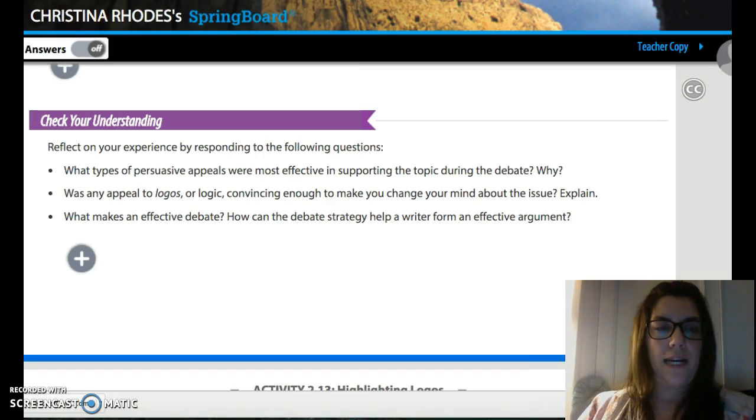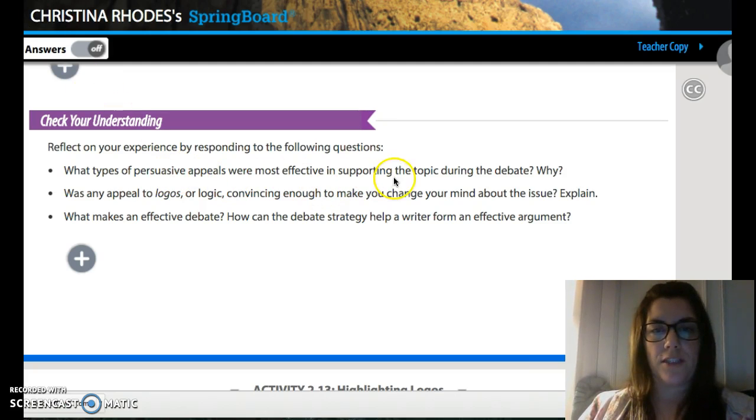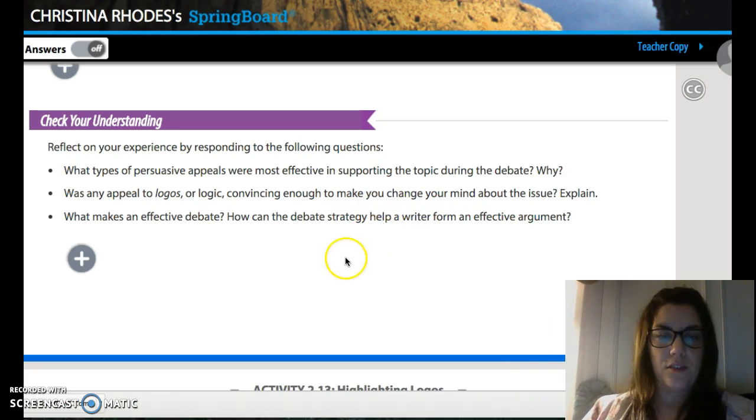Alright, now that we have had the debate, you're going to do the check your understanding at the bottom. It says, reflect on your experience by responding to the following questions. What types of persuasive appeals were most effective in supporting the topic during the debate and why? Was any appeal to logos or logic convincing enough to make you change your mind about the issue? Explain. What makes an effective debate? How can the debate strategy help a writer form an effective argument? Please answer these three now.